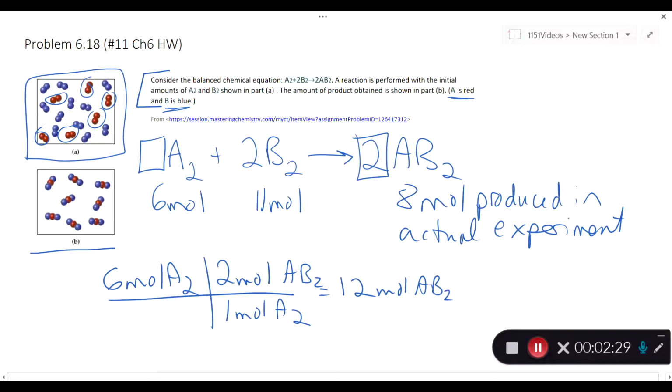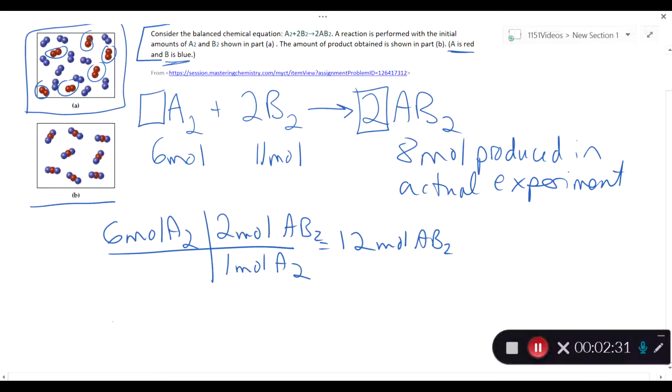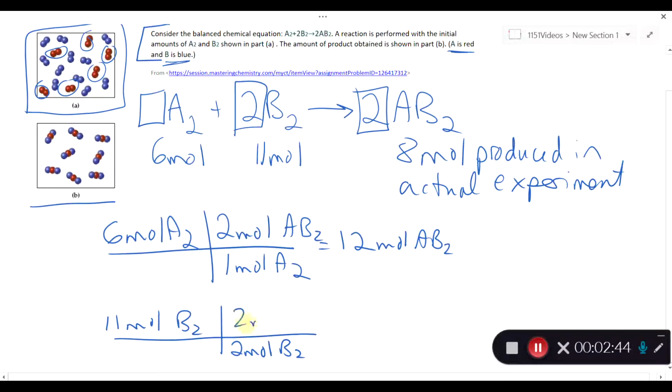You have to do that for the other reactant, okay? 11 moles of B2. All right, now we have a 2 to 2 moles. So 2 moles of B2 to 2 moles of AB2. Once again, those are just from the coefficient from the balanced reaction. And that's going to give me just 11 moles of AB2.